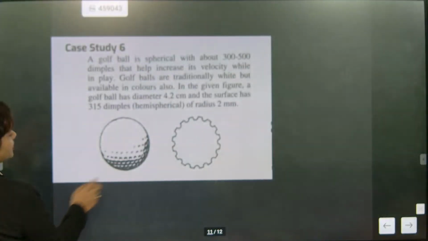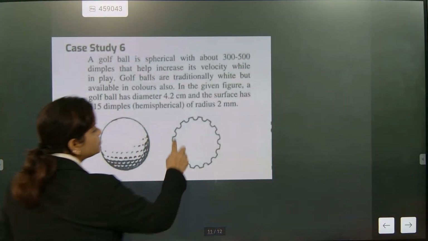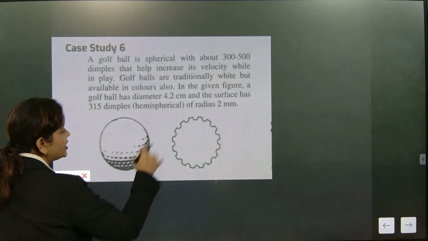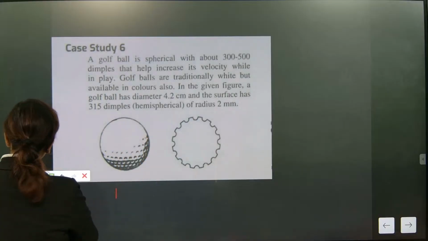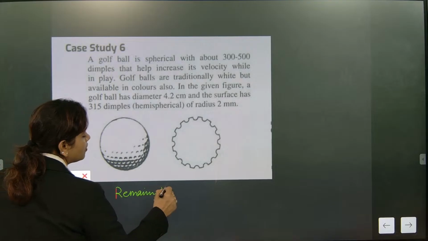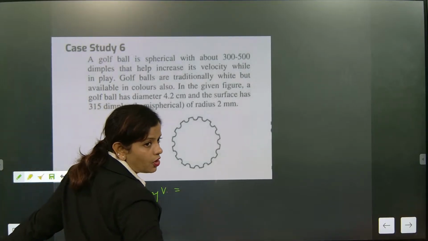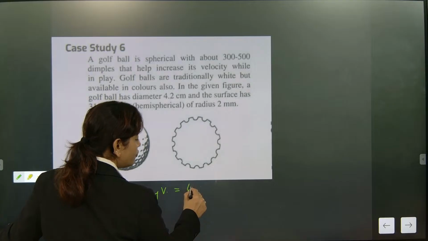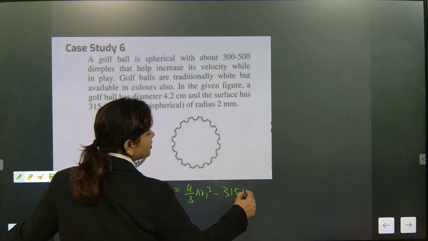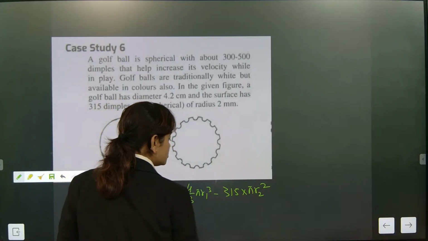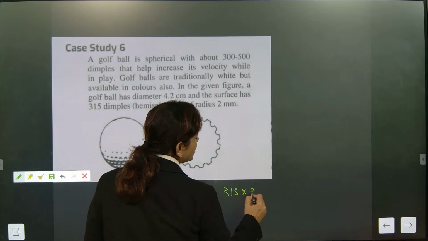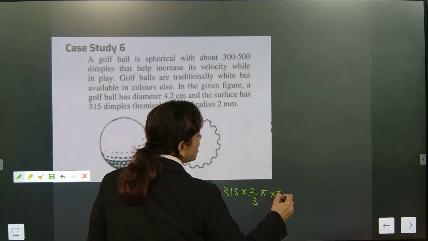Check this one out. Here, beta, volume of the sphere minus volume of 315 humps. Understood? So this is exactly the remaining volume. So if somebody asks the volume of the ball, that volume of the ball itself is the remaining volume. And what is the remaining volume formula? Volume of sphere 4 by 3 pi r1 cube minus 315 into, sorry, this is a hemisphere now, so 2 by 3 pi r2 cube.